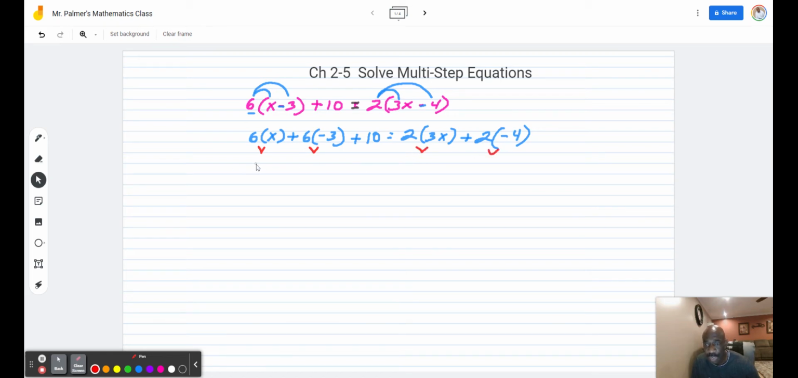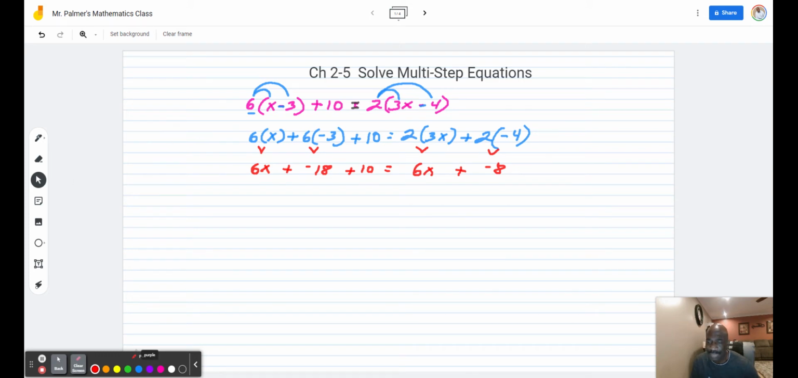All right, so let's do it. 6 times x is 6x without the parentheses, plus 6 times a negative 3 is a negative 18, plus 10. All right, and then over here is 2 times 3x is 6x, plus what? 2 times a negative 4 is a negative 8.